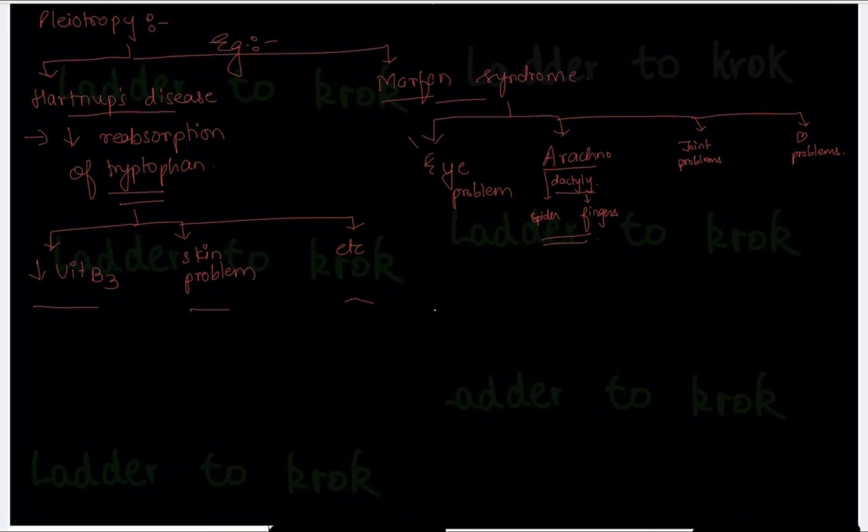So I hope this pleiotropy and polymery is clear. In the next video, we'll continue this genetics and do autosomal diseases and sex-linked diseases. Okay, thank you.